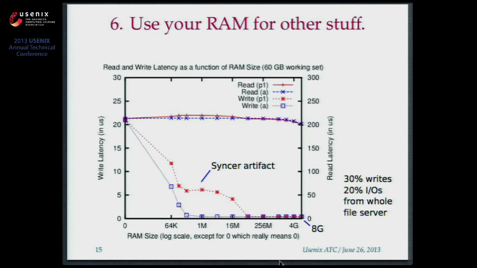If you look at the read latency line at the top, you see at the right, if you use 8 gigs of RAM for caching as opposed to 0, there's a slight benefit that's like 2%.